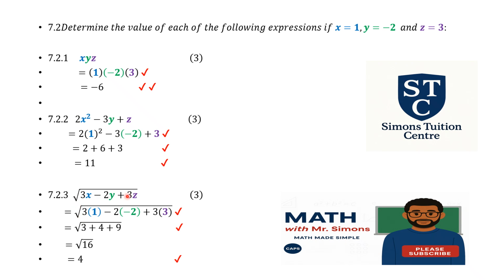7.2.3, we have square root of 3x minus 2y plus 3z. So again, x is 1, y is negative 2, and z equals 3. 3 times 1 is 3. Negative times negative gives me positive. 2 times 2 gives me 4. 3 times 3 gives me 9. 9 plus 4 is 13. 13 plus 3 gives me 16. And the square root of 16 is 4. We assume we know 4 times 4 gives 16. So again, 1 mark for correct substitution, 1 mark for correct multiplication, and 1 mark for the correct final answer.